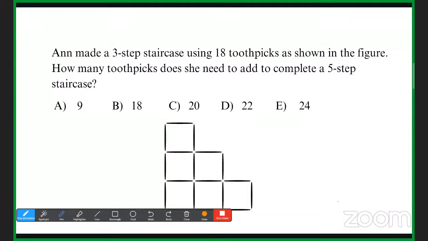Ma'am, what I did is I made some kind of recursion formula.